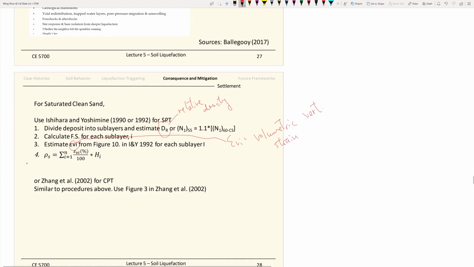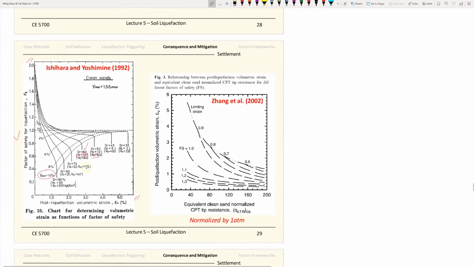So it will be equal to the volumetric strain times the thickness. So this is the vertical settlement, and this is the thickness of the liquefiable layer that you're working on. So that is pretty much the SPT method. Despite that they give you the CPT reference, this method is well recognized as an SPT method.